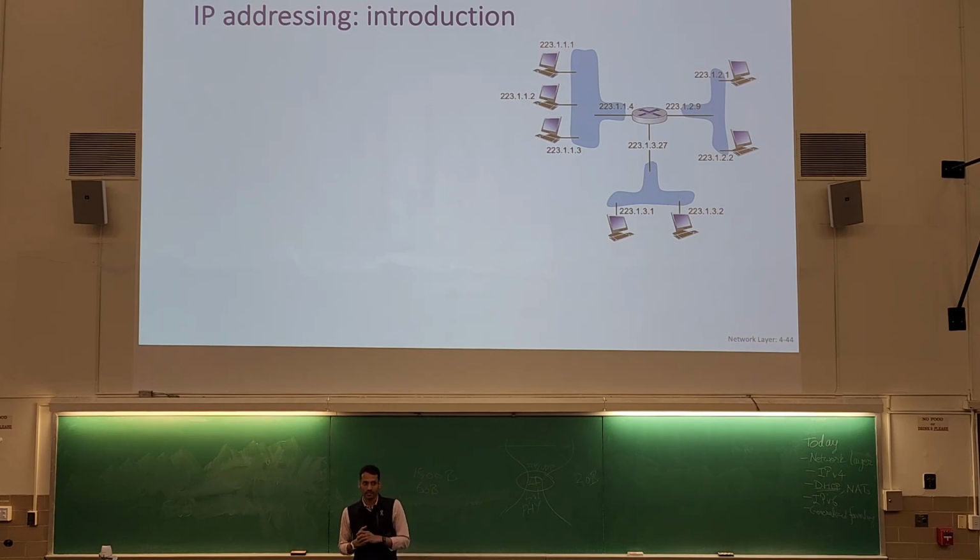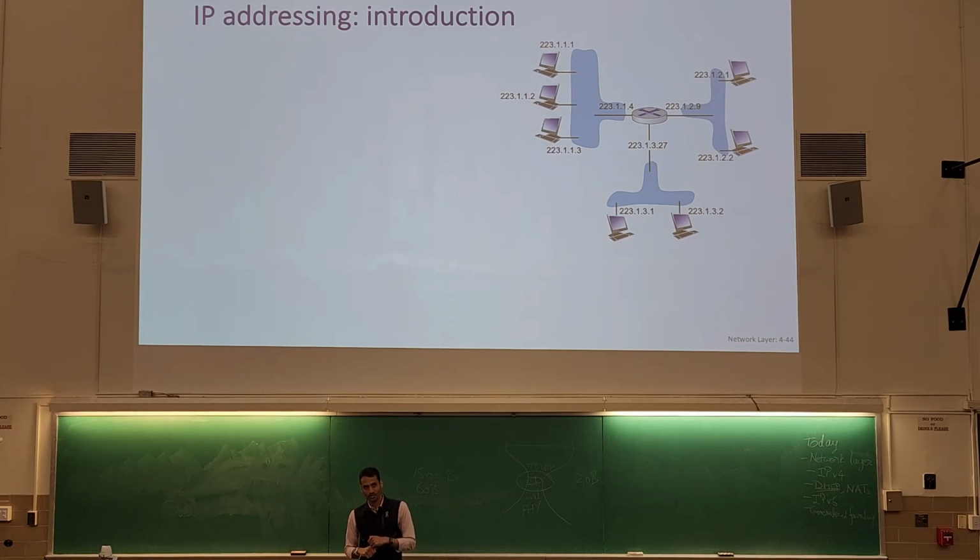Why is the IP address structure the way it is? That's the next question we're going to delve into. So this shows you a network of 3 subnets, those blue things. The word subnet has a formal meaning that I'll introduce in just a little bit.